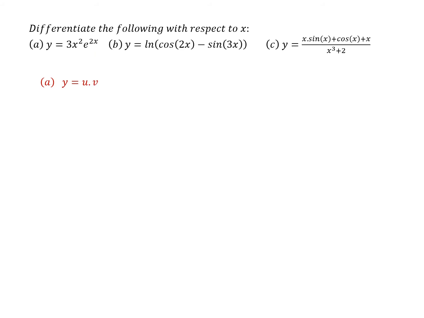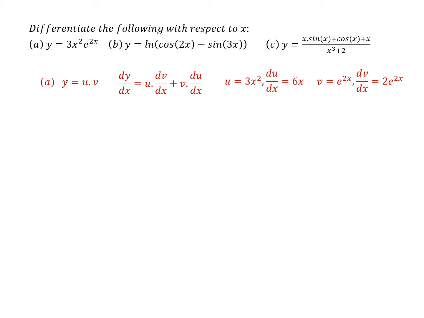The product rule is if you've got a function u times a function v, then dy dx is u times dv dx plus v times du dx. So I'm going to take u to be our 3x squared. So therefore du dx is 6x. And the v is e to the 2x. So dv dx is 2e to the 2x.